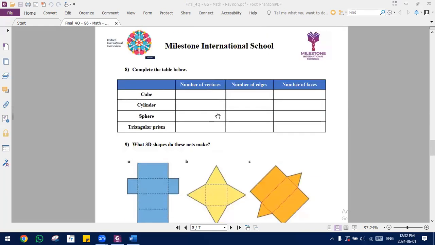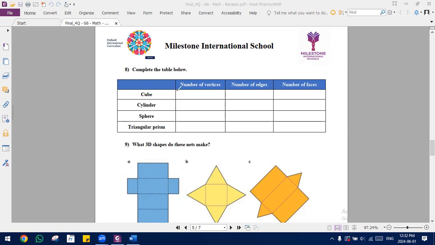Next, question 8. Complete the table below. So we have number of vertices. We said that a vertex is, for example here, the peak, okay? Or each corner. This is a vertex. Then number of edges. Edges are the lines. So this is 1, this is 2, this is 3. These are the edges, the sides. And then when we say faces, you can also see it in the net. So when you open the shape, for example, this cuboid has 1, 2, 3, 4, 5, 6 faces.